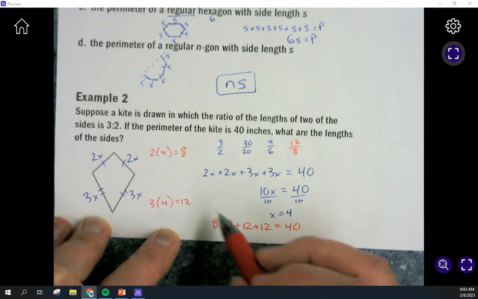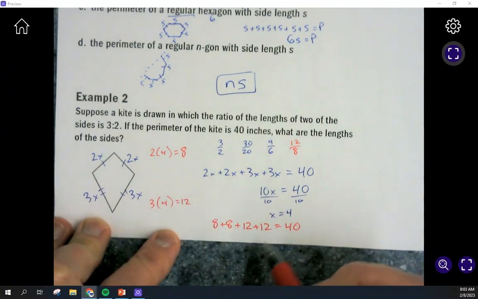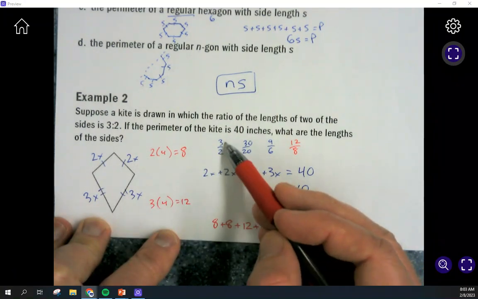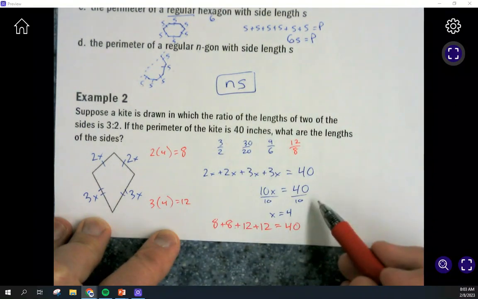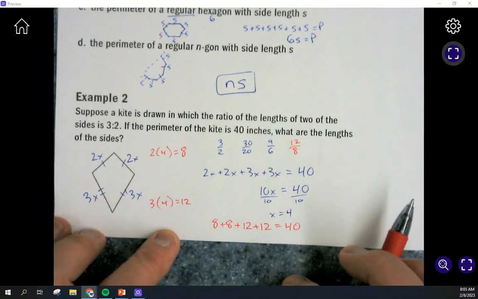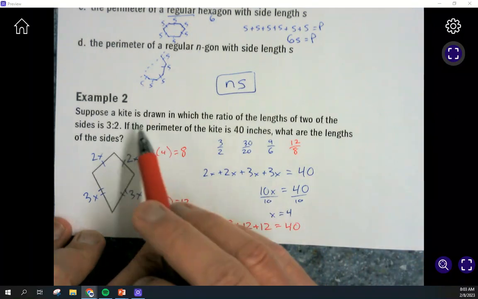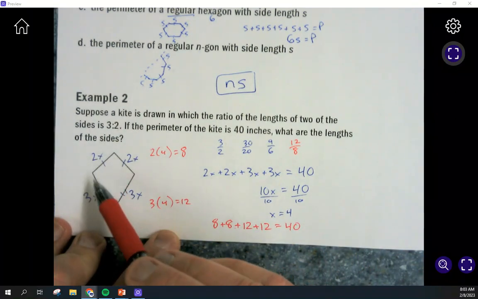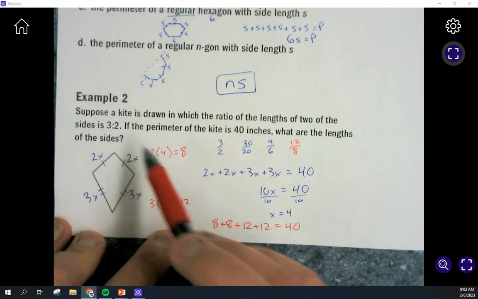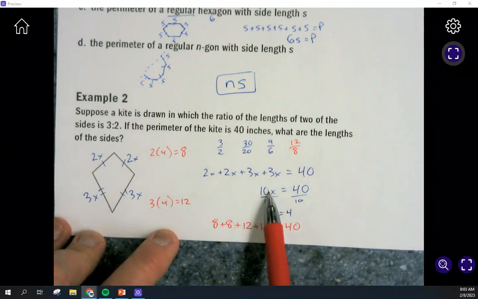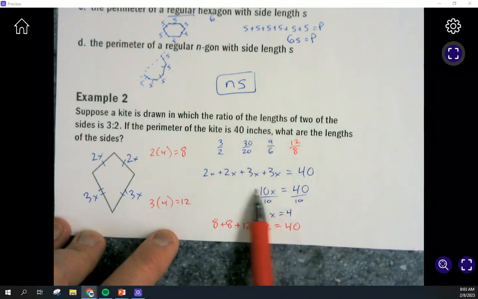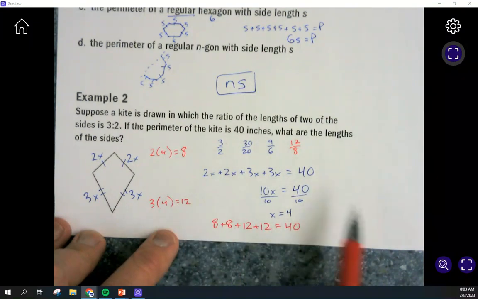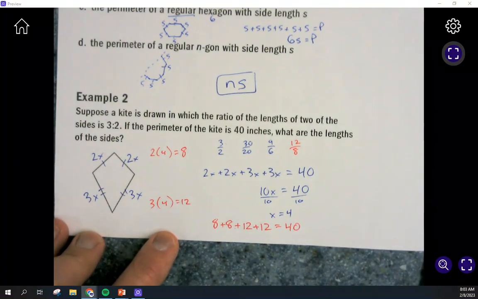So I've got two pairs of consecutive sides equal to each other. They're in a ratio of 3:2. 12/8 is 3:2, and they have a perimeter of 40. So first time through, that might seem like a little much, but you're just going to take your ratio and set it up here with x's, add them all up to get your total perimeter. It's going to be equal to whatever the actual value of the perimeter is. Solve it, plug your answer back in, and you've got your actual lengths of the sides.